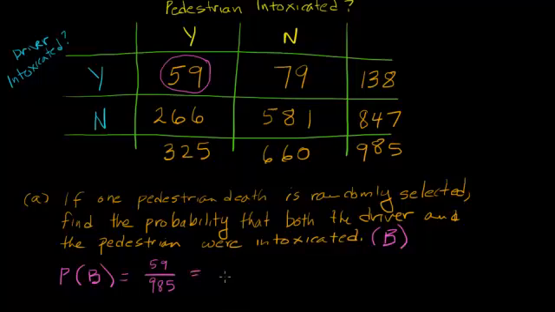So this would resolve to 0.059898, and say we want to round to 5 decimal places. So let's say that's approximately equal to 0.05990.